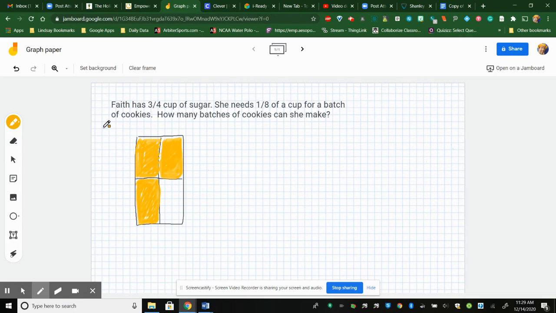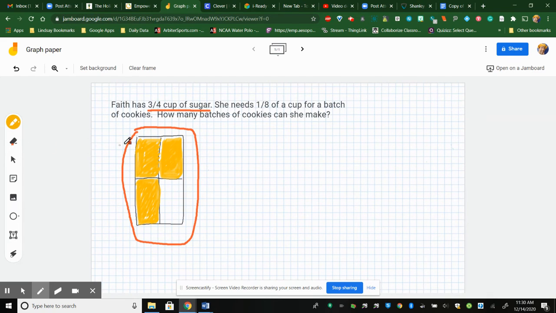So we need to take our whole amount. So what is our whole amount? Our whole amount is all the sugar that we have. And we have 3/4 cup of sugar. Okay, that is what we have. Here's our sugar right here. Here's our 3/4 cup of sugar.